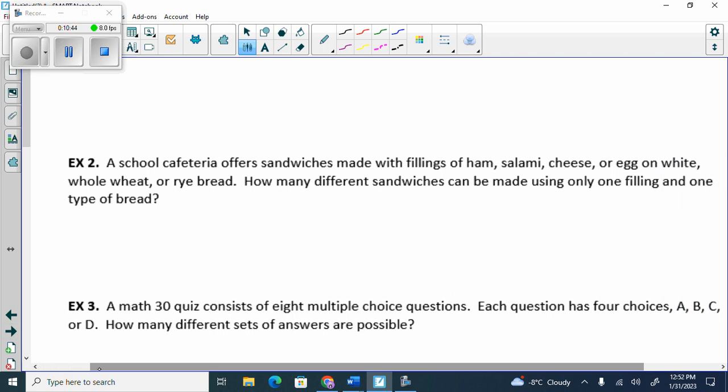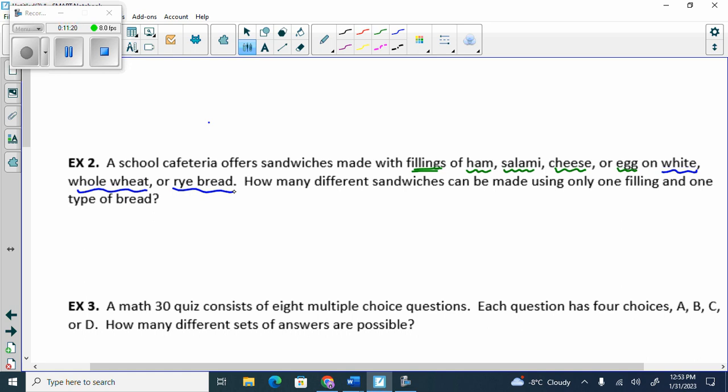Okay. Here we have a school cafeteria that offers sandwiches made with fillings of ham, salami, cheese, or egg on white, whole wheat, or rye bread. So there's 4 fillings, 3 types of bread. Now we can use the fundamental counting principle if and only if they pick 1 filling and 1 type of bread. If they picked more than 1 filling, say you could have ham and salami or something like that, you can't use the fundamental counting principle.